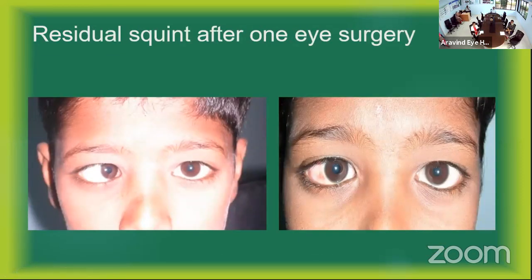So this is an eye with a large angle squint, where the child is presenting 1 month post-op. There is a residual squint, so we have done surgery in only one eye. You see the distance between the limbus and the canthus. The distance has improved well, but there is still some squint. You see that there is some amount of esotropia. So after 6 months, we have to do the other eye to get a proper correction.